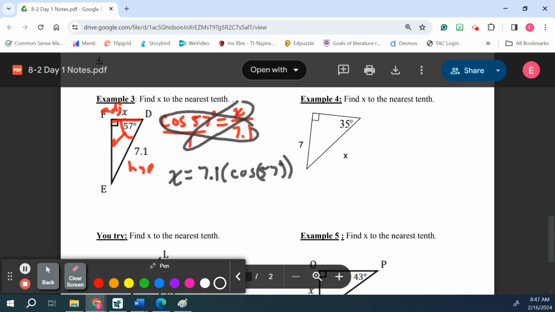So this, listen. Shh, guys. Type 7.1 times the cosine of 57 degrees in your calculator and round it to the tenth. What'd you get? 3.9. So x is approximately 3.9. That is it. Once you get the numbers to one side, it is just a calculator after that.